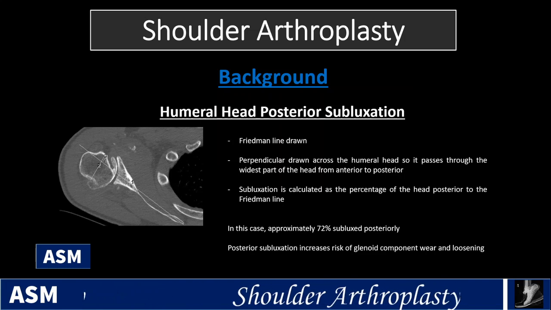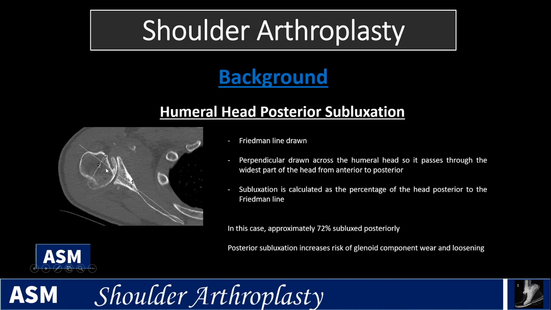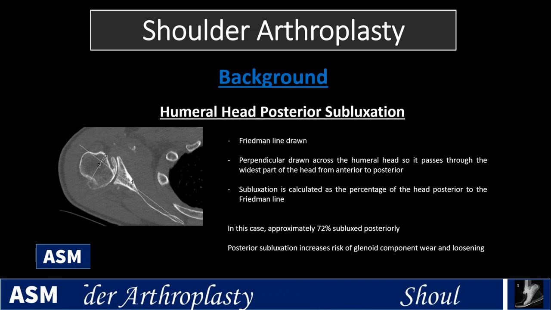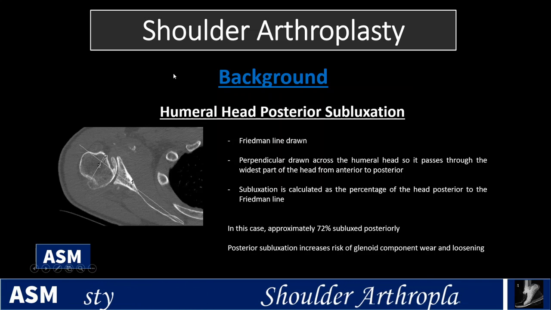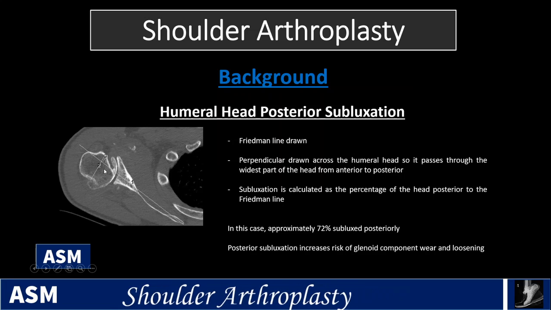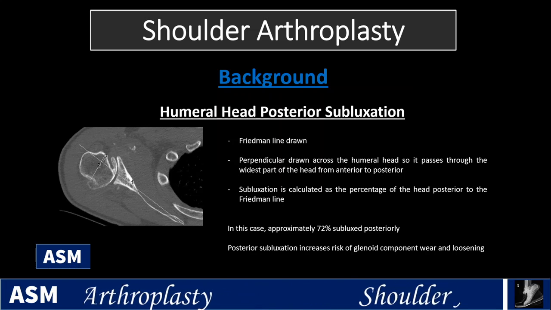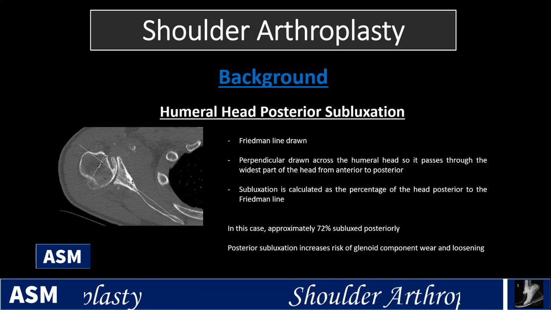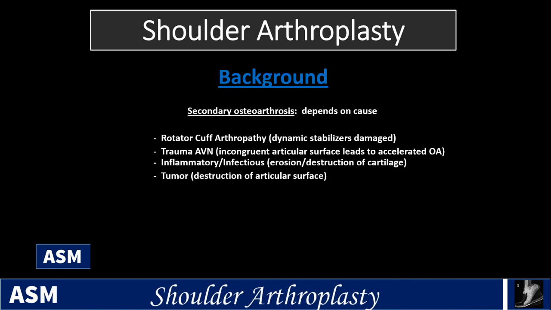For humeral head posterior subluxation, again, the Friedman line is drawn. Then you draw a perpendicular across the humeral head so it passes from the widest part of the head from anterior to posterior. Subluxation is calculated as the percentage of the humeral head that's posterior to the Friedman line. In this case, this is about 72% posteriorly subluxed. Keep in mind that uncorrected posterior subluxation will increase the risk of glenoid wear and loosening.